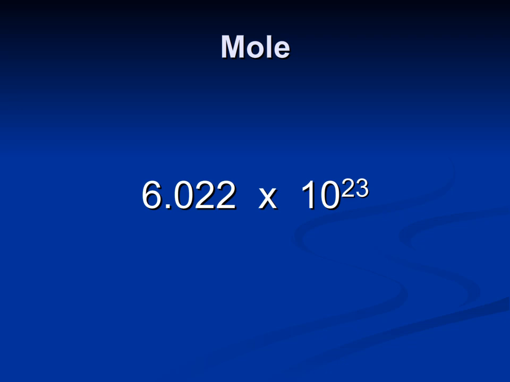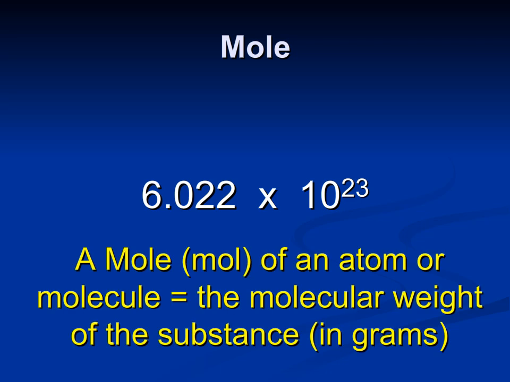6.022 times 10 to the 23rd. That number is a mole. That is a really big number, right? Why is this number special? A mole is just a unit of measurement. It is 6.022 times 10 to the 23rd bits of anything.